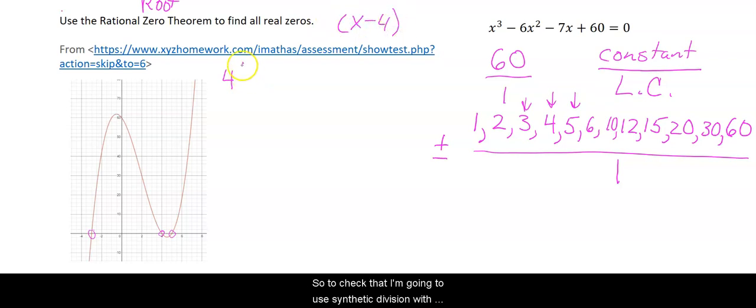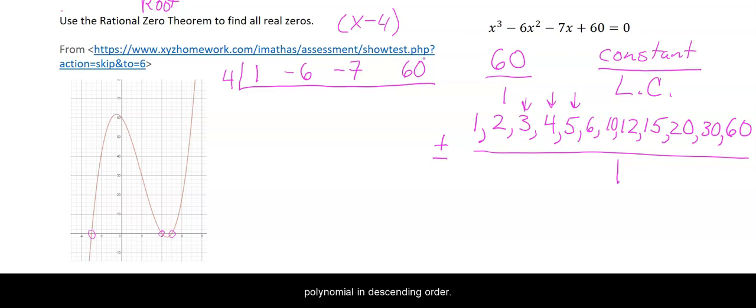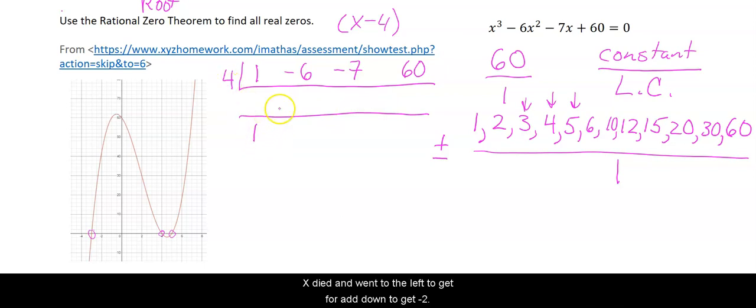So to check that, I'm going to use synthetic division with 1, -6, -7, and 60 being the coefficients of the original polynomial in descending order. Now I draw the horizontal line. I get 1, multiply diagonally to the left to get 4, add down to get -2, multiply diagonally to get -8, add down to get -15. -15 times 4 is -60, add down.